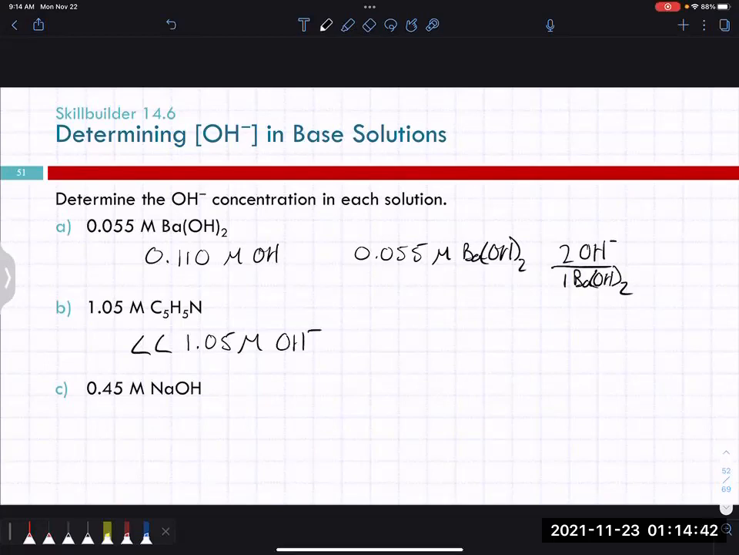And if sodium hydroxide is a strong base, what's our concentration going to be? Because it's a strong base, it dissociates completely, so it's 0.45 molar sodium hydroxide.